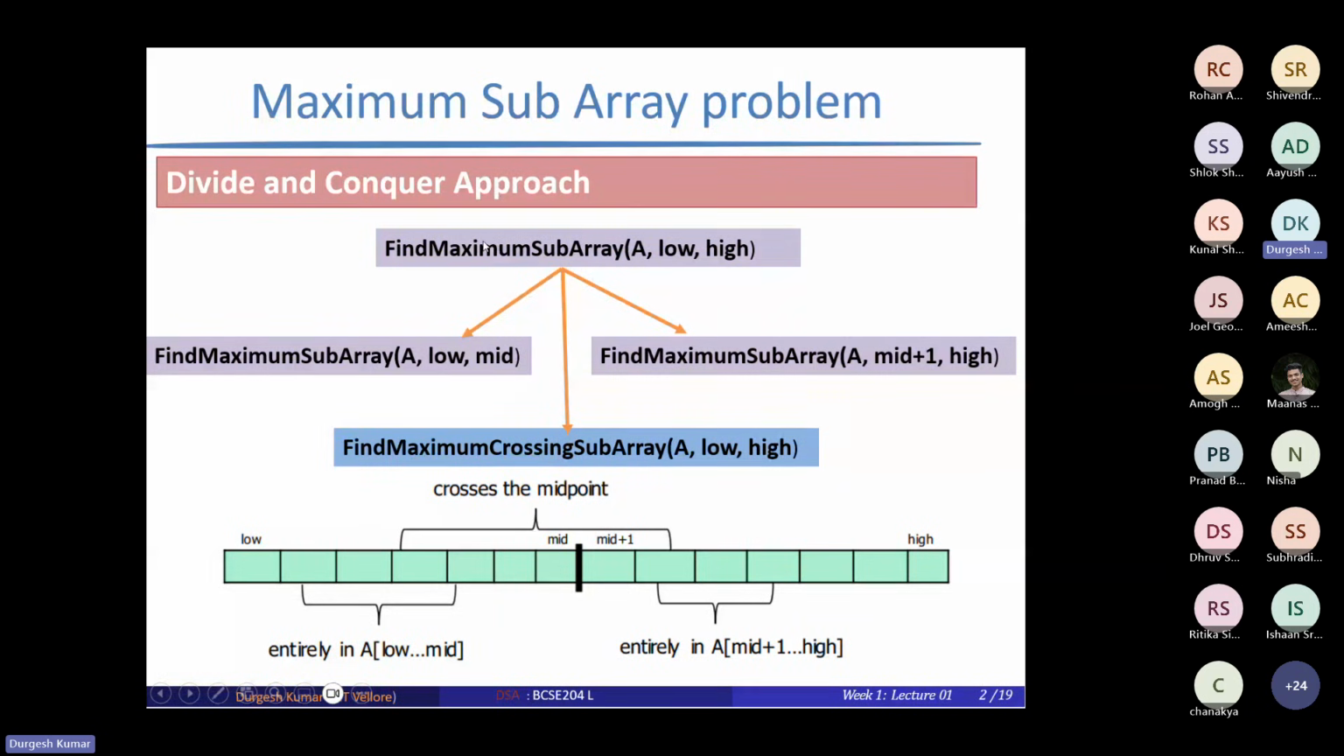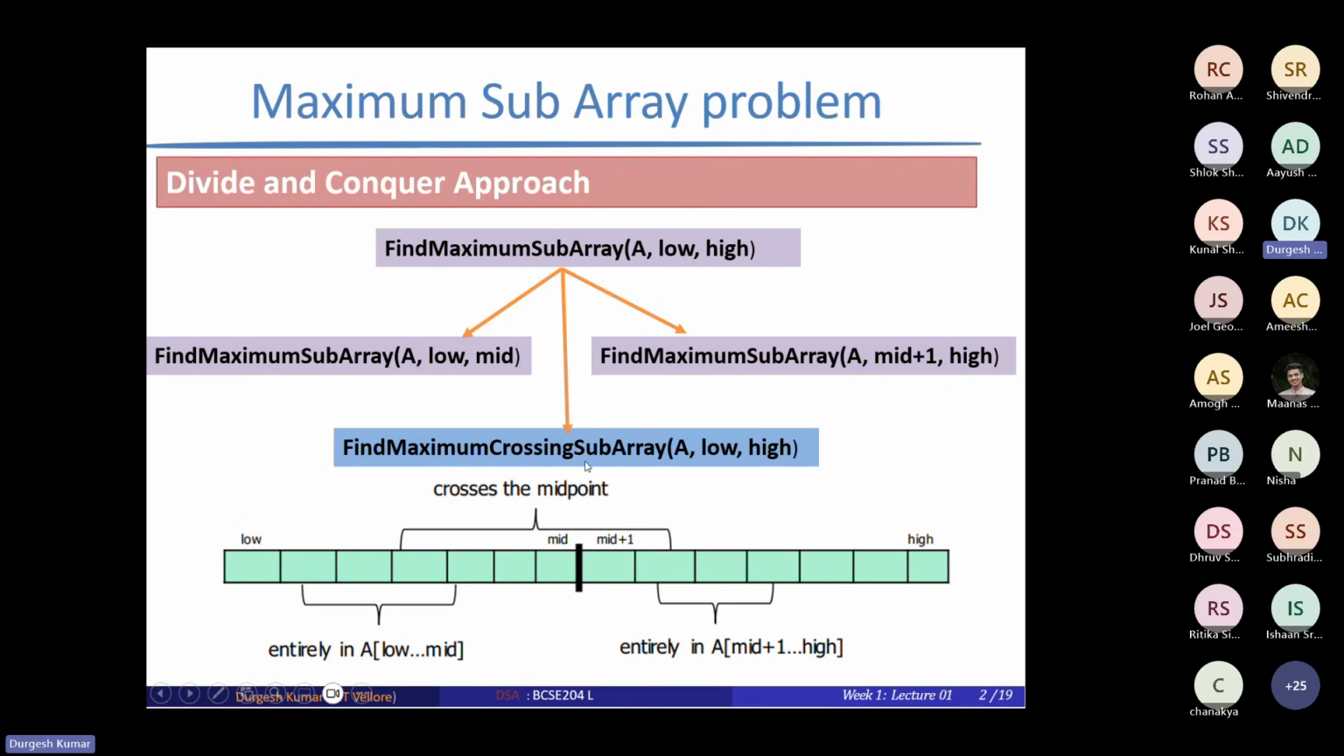We have divided it into two subproblems. Say S1: find the maximum subarray in the left half. Second subproblem: find the maximum subarray in the right half. This is our S2. This is our S1. And there is an S3: find the maximum crossing subarray.